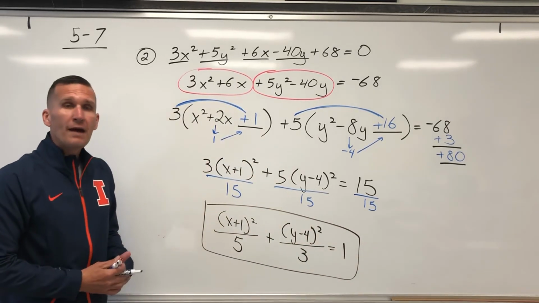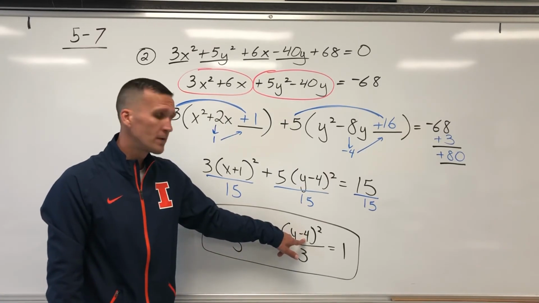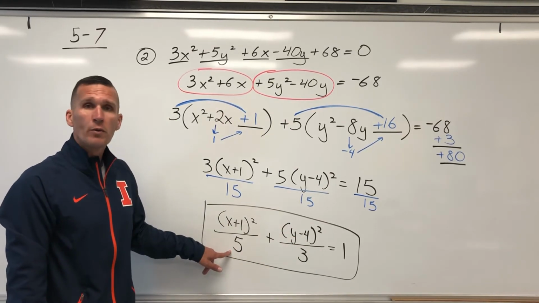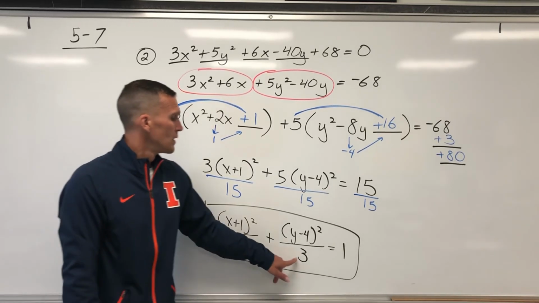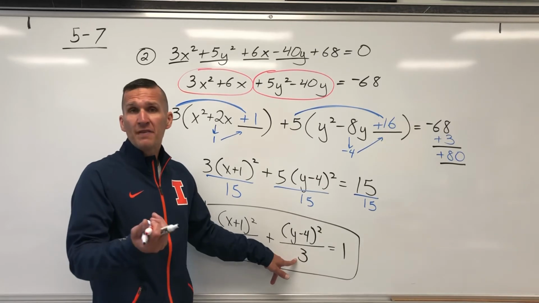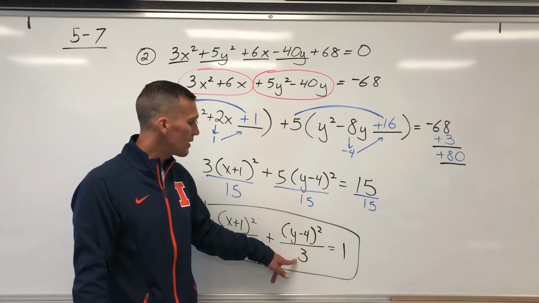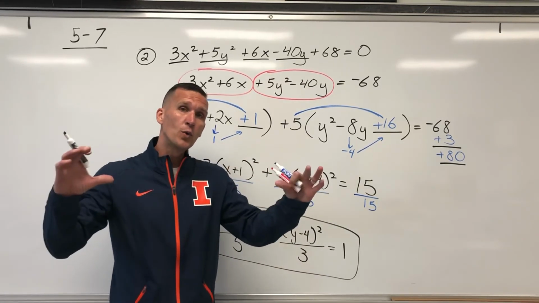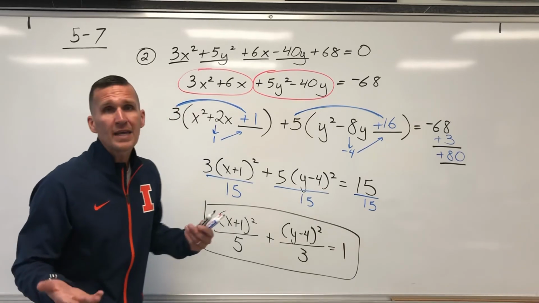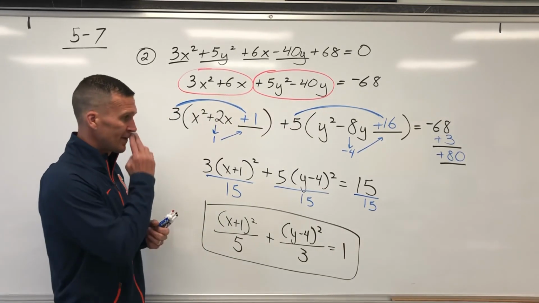And now you could graph it. The center would be negative 1, comma, positive 4. Your a value is the square root of 5, which is 2 point something, which would be left and right. The square root of 3 would be your b value, which is 1.7, I think, but 1.7 up, 1.7 down. So since the larger denominator was underneath x, it's elongated horizontally and not vertically. But again, that's all information that you should have got from your May 6th video.